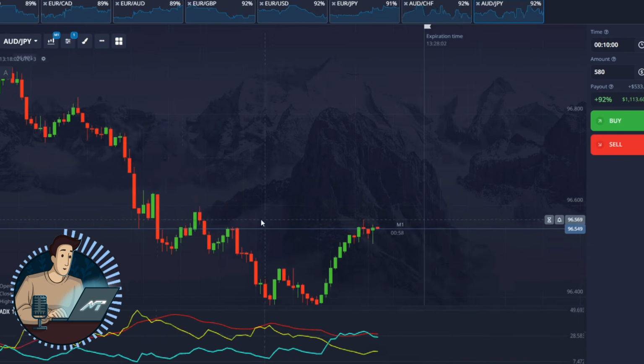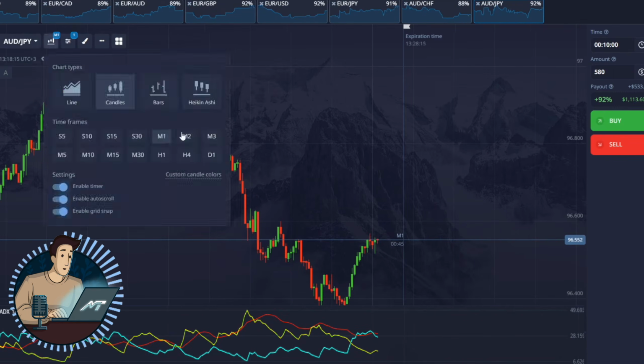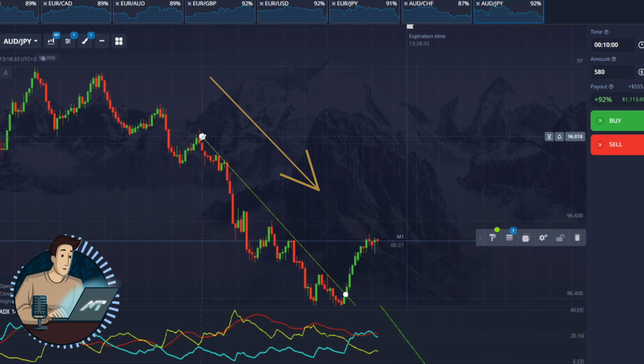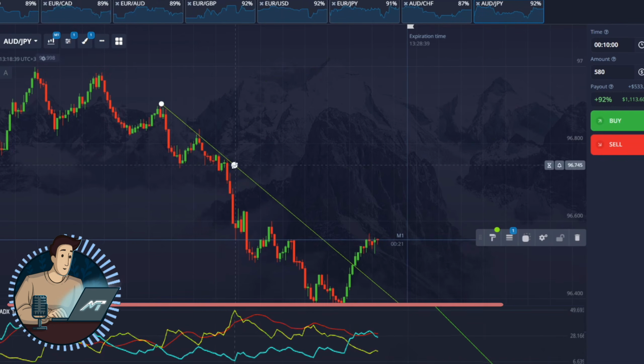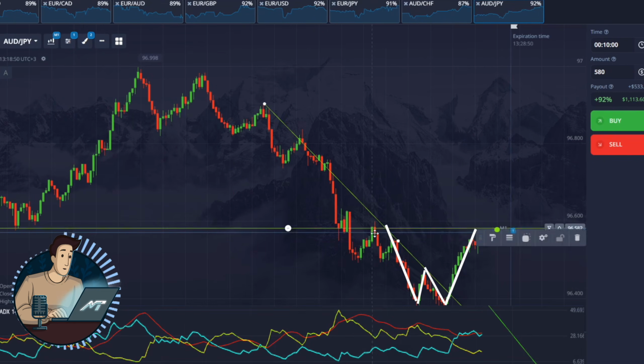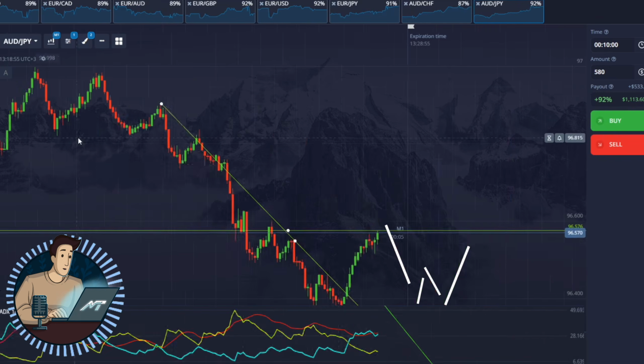Let's take a look at a few examples of using the indicator in real trading. On the chart, we see a downtrend. The price confidently moved down but hit a strong support level and bounced off it. Look here, a double bottom reversal pattern formed.